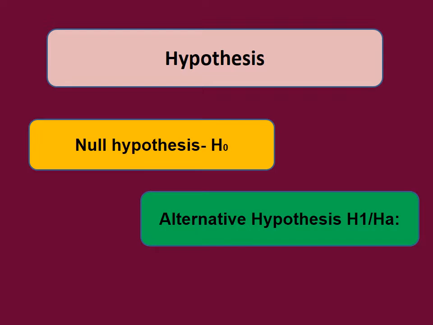Actually, we are doing research to get this alternative hypothesis. That means there should be some particular differences in the treatment means. Out of all the treatments, we are finding which one is best. In the null hypothesis, it is telling that there are no differences among the treatment means. Like that it is explaining.